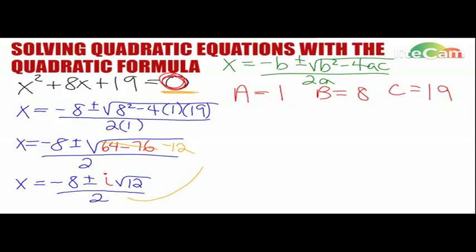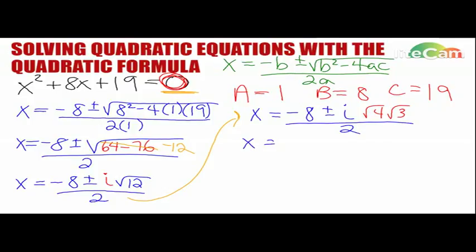Dealing with one piece at a time, x equals -8 plus or minus. I have the i now. The 12 breaks down to 4 and 3. If it didn't break down, I'd leave it. But since it does, I have to do as much as I can, simplifying as much as I can. So now the 4 becomes a 2, and I have an i, and the square root of 3 does not break down anymore, and I'm going to have everything over 2.